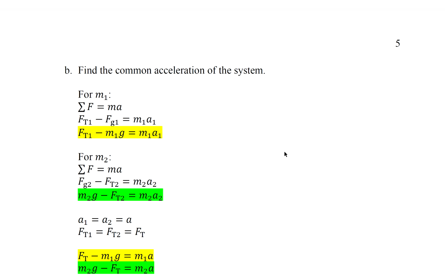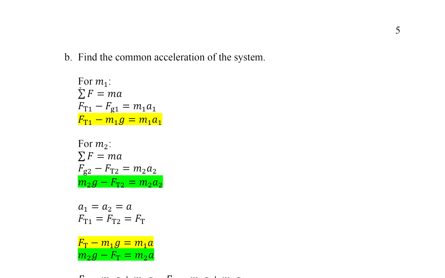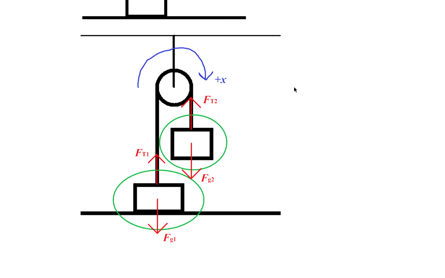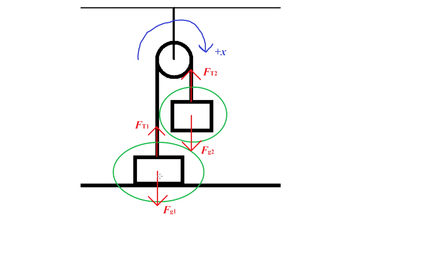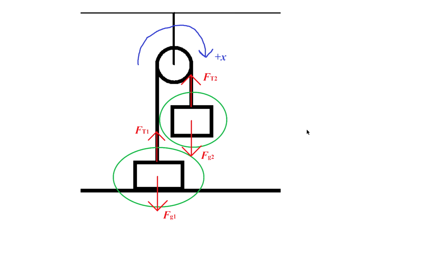Part B, find the common acceleration of the system. For mass 1, sigma F equals ma: force tension minus force gravity equals ma. Why? Because for mass 1, force tension up is making the object go in the positive direction. Force gravity down is making the object move in the negative direction.